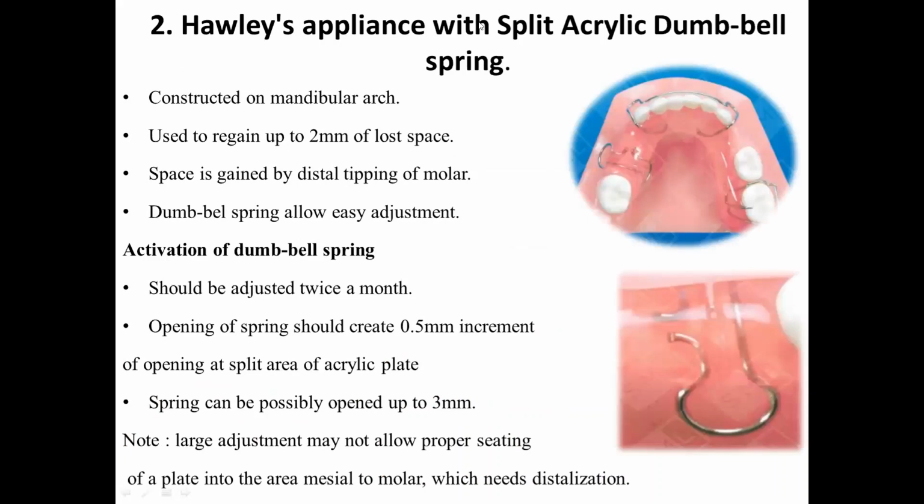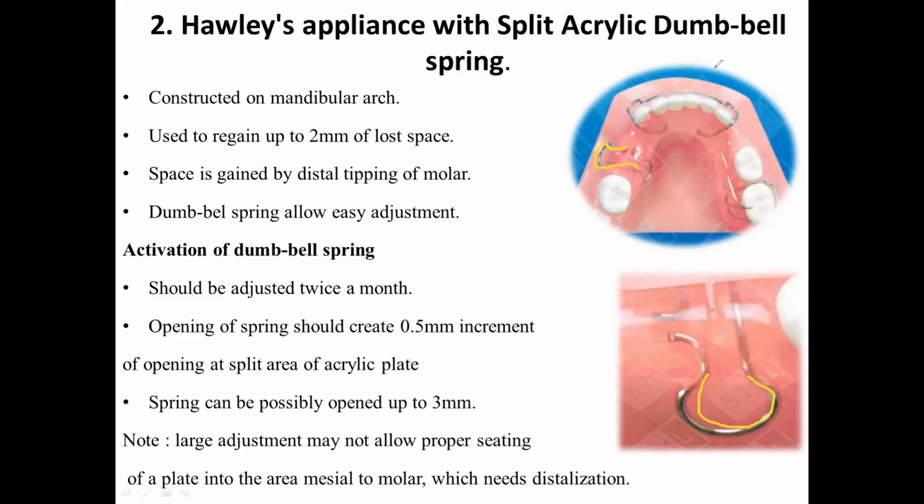As I told you before, that was the Hollis appliance with the helical spring. Another Hollis appliance, in which we gave the same acrylic plate, the same labial bow, the same Adams clasp, but the difference was that over there we used the helical spring, but here we are not using a helical spring. We are using a dumbbell type of spring. This type of spring we are using.